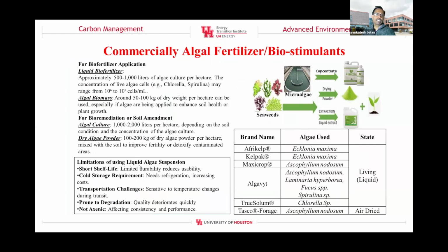And there are certain limitations of using algae liquid suspensions, because if you use a liquid form, it has a shelf life and you have to store it in the refrigerator. Transportation is a challenge because you're transporting water, and it is prone to degradation. And so there is a lot of inconsistency in using this product. So we came up with an idea of making algae granules. That way we can dry them, store them like fertilizers, and use them in the field.